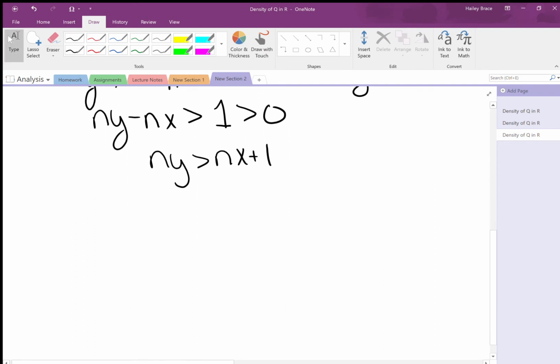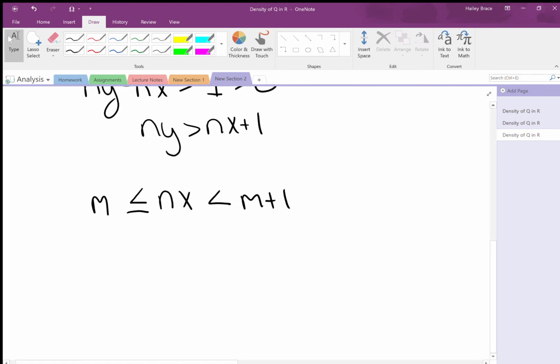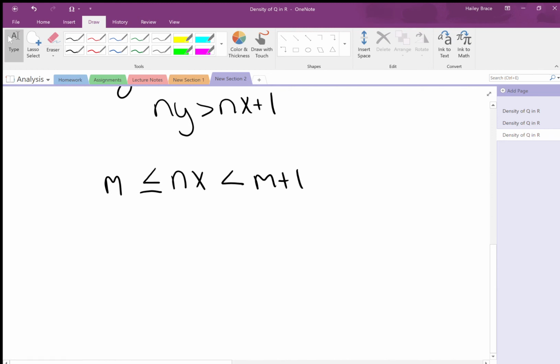Now, for the second part of the proof, we're going to recall that for any real number, which we're going to call nx, it lies between two natural numbers. So this would be m and m plus 1. And it's natural numbers in this case because we made x positive. And the same thing would work with integers if x could be negative. And so then we're going to take this part and we're going to add 1 to both sides. We have m plus 1 is less than or equal to nx plus 1.